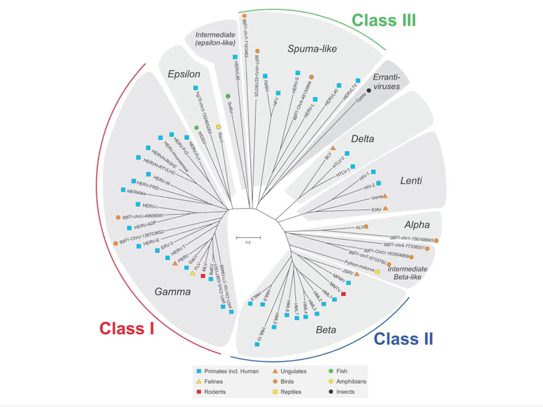Now, this is a phylogenetic tree of most of the known retroelements. And they've been put into three classes: class 1, class 2, and class 3. The reason I show you this is because it just gives you a sense of how many there are. These are classified according to species. The blue squares are primates, including humans. Then we have cats and rodents, ungulates, birds, reptiles, fish, amphibians, insects. Everything has endogenous retroelements in them.